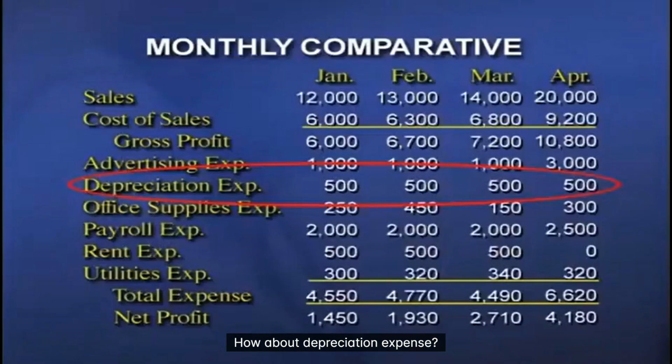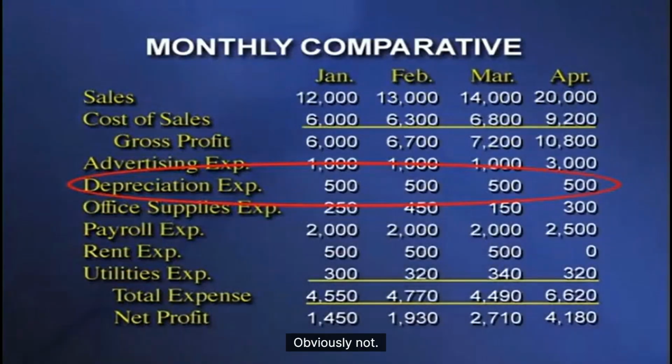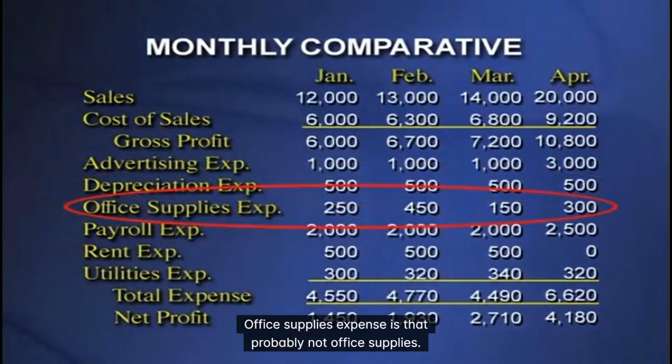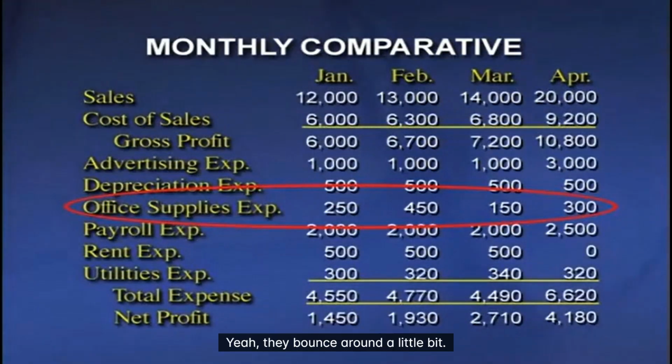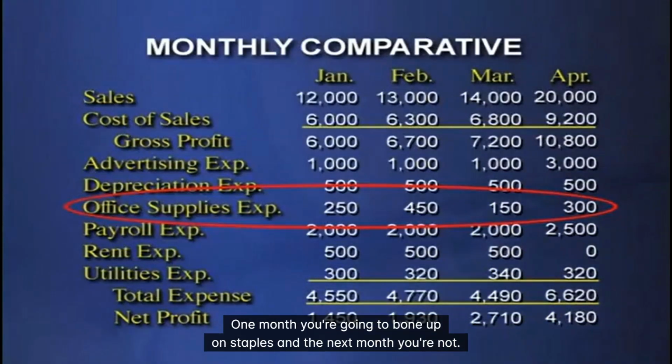How about depreciation expense? Is that an anomaly? Obviously not. You know, depreciation isn't going to change much. Office supplies expense, is that probably not? Office supplies, yeah, they bounce around a little bit. It just depends upon how often you go to the office supply store in a month. 1 month you're going to bone up on staples, and the next month you're not, you know.